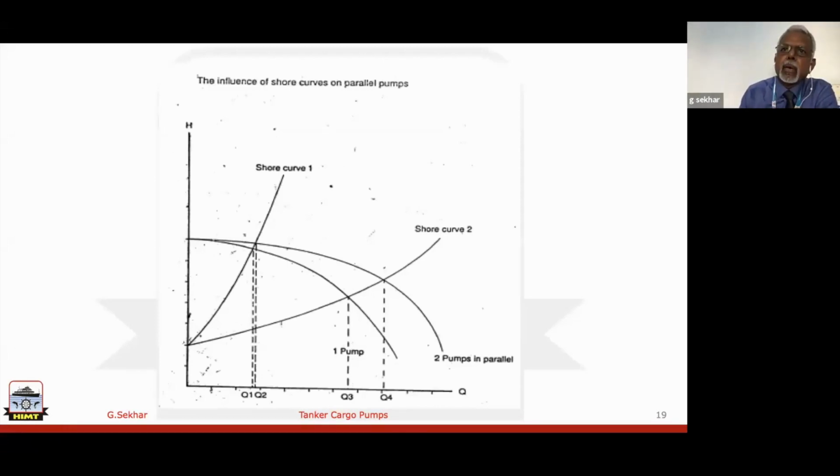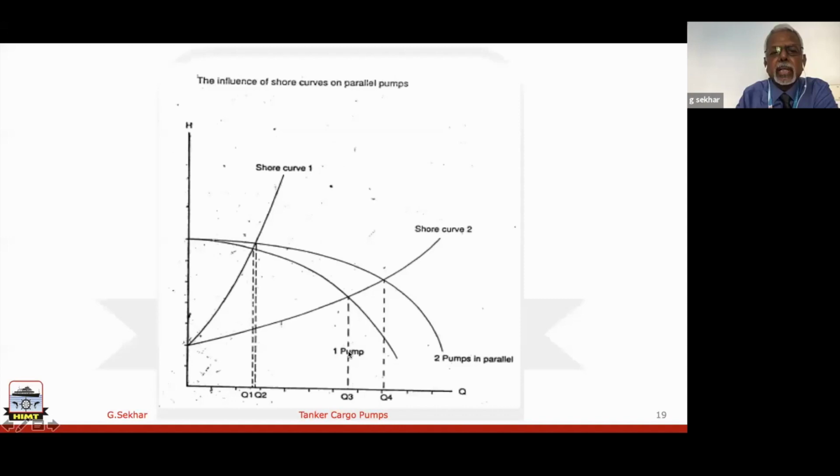Now let us say the cargo has come right up to the cargo manifold. Beyond the cargo manifold is where your chicksan, or shoreline, or loading arm is connected. Once the loading arm is connected, you will notice from terminal to terminal there is going to be a difference. In some terminals the shore tank may be at a higher elevated position compared to the ship, or at a distance, whereas in some terminals it's very close. So this shore curve is what we call the backpressure curve. Now compare shore curve 1 with shore curve 2.